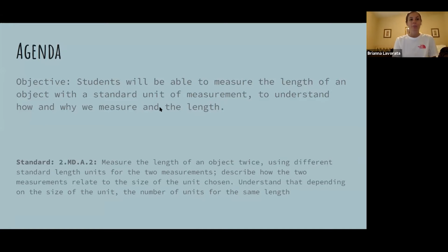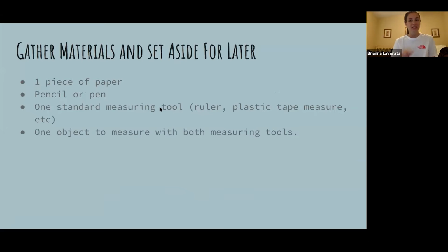So right now, I would like for you guys to go ahead and gather your materials now. I would like for you to gather one piece of paper, a pencil or a pen, one standard measuring tool. So a standard measuring tool is going to be something like a ruler. So I'm going to be using a ruler. If you have a plastic tape measure, if you have a metal tape measure, anything that has inches or some sort of measurement on it. So we learned all about this a couple days ago.